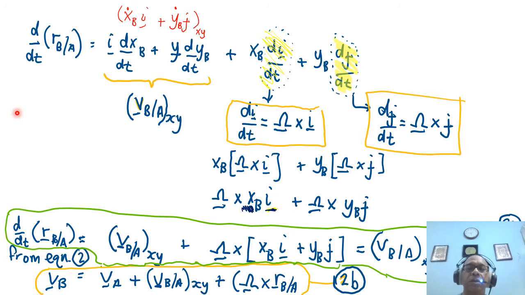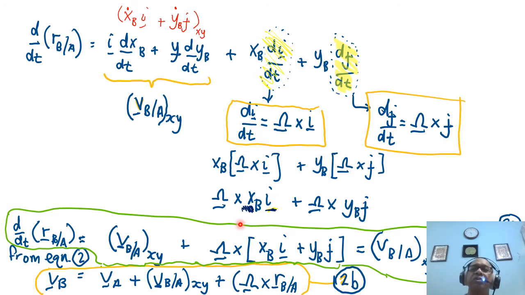So we have this equation 2a on the top, and equation 2b is vb equals va plus vb relative to a in xy, measured from xy, and omega cross position vector b relative to a. This is equation 2b. So the velocity of b equals the velocity of a plus the velocity of b relative to a measured in the xy axis plus omega cross position vector b relative to a. So this is the equation for the velocity, and we label it as 2b.